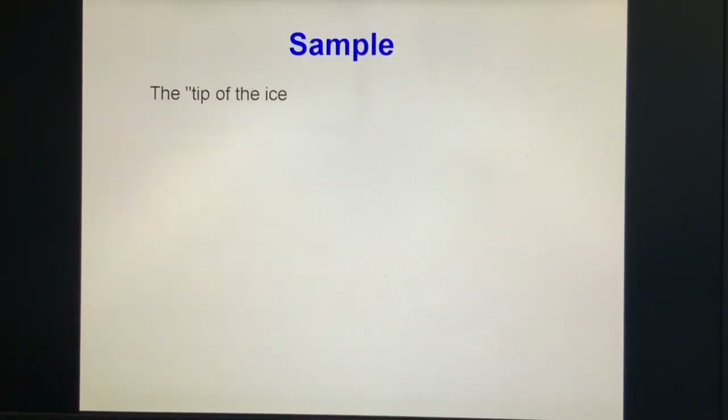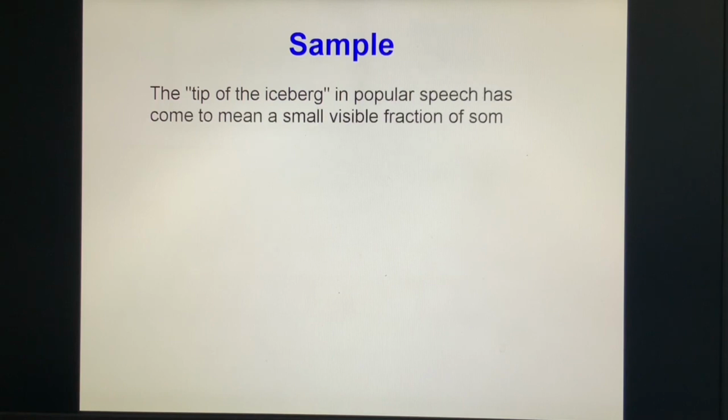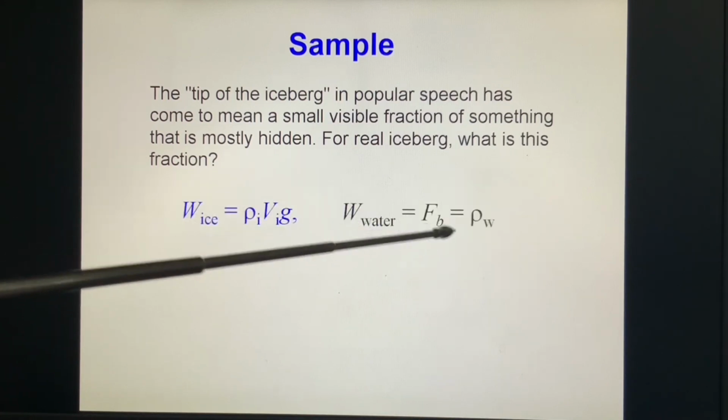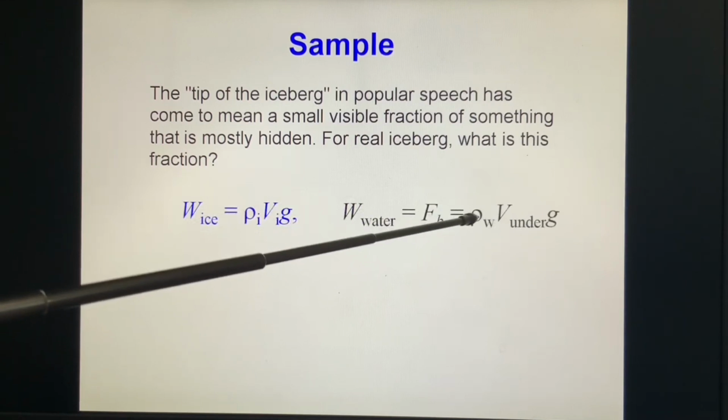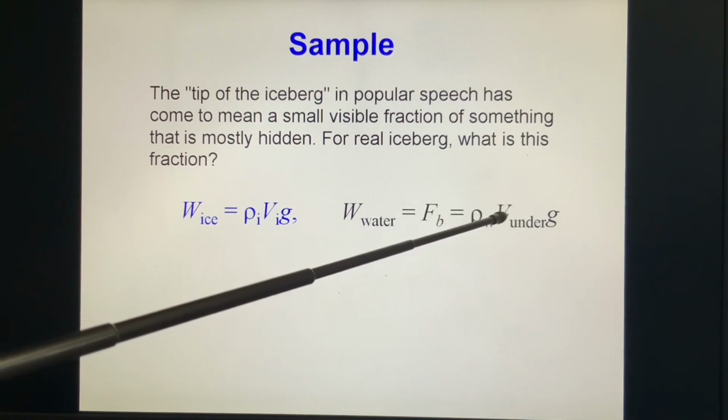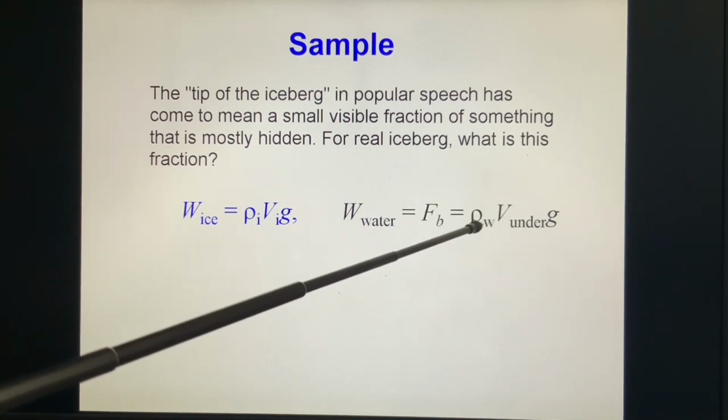Sample problem. The tip of the iceberg in popular speech has come to mean a small visible fraction of something that is mostly hidden. For a real iceberg, what is its fraction? We see the whole weight of the iceberg is V_iceberg times rho_ice, so this is the mass, and G gives the weight. The buoyant force is equal to the weight of the water replaced by the iceberg, called V_under. This is the water's density.